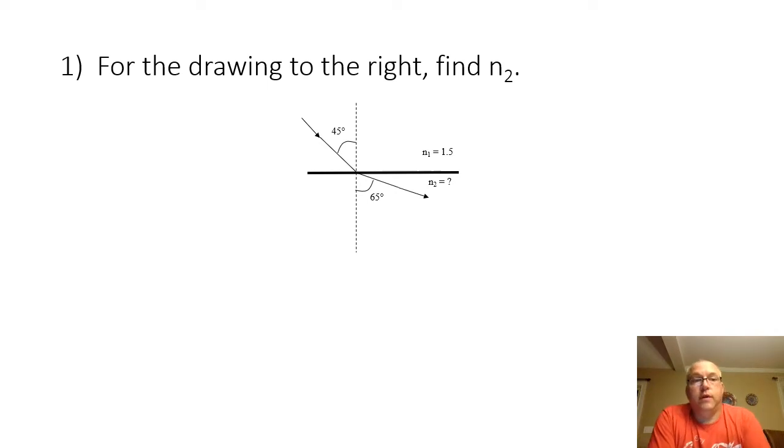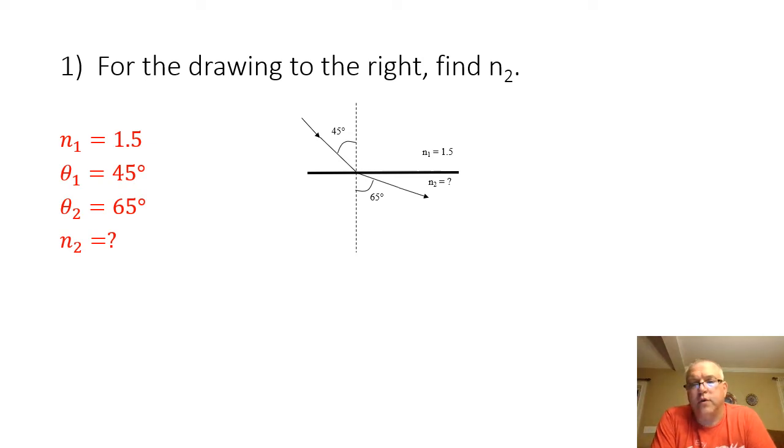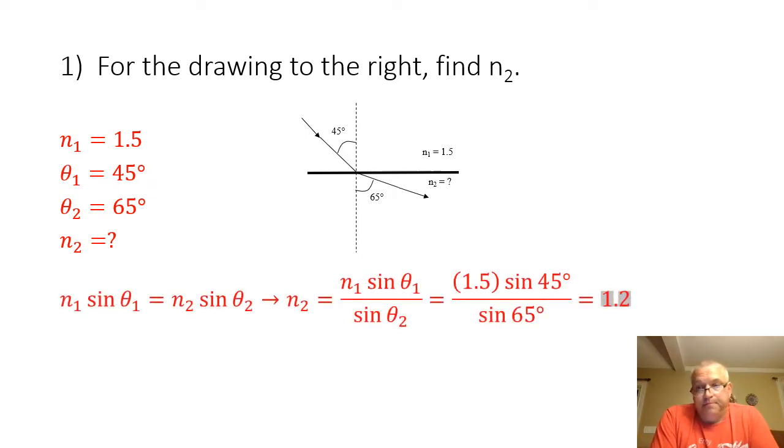We are given the index of refraction for the incident medium, and that is 1.5. We are given the angle of incidence, and that is 45 degrees. We are given the angle of refraction, and that is 65 degrees. Again, we are looking for the index of refraction for the refractive medium, or N2. We're going to use Snell's law to solve this problem.